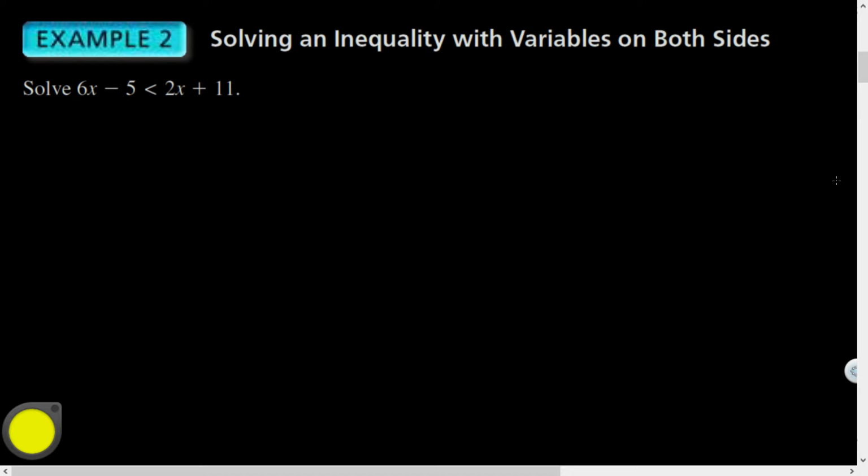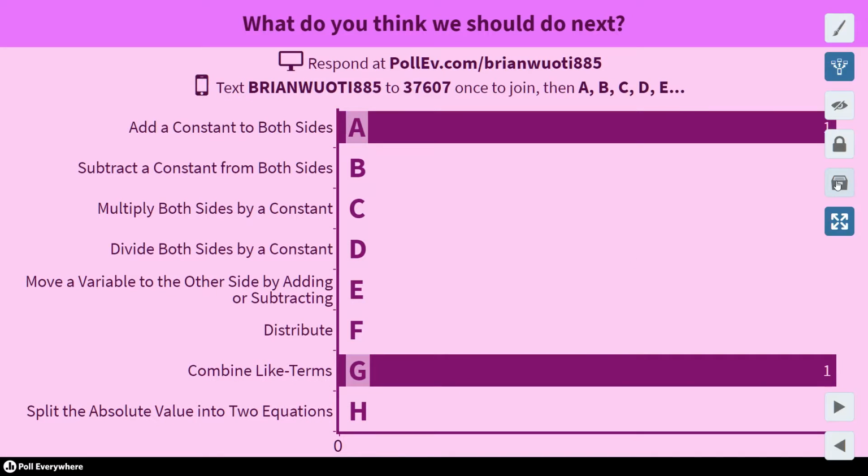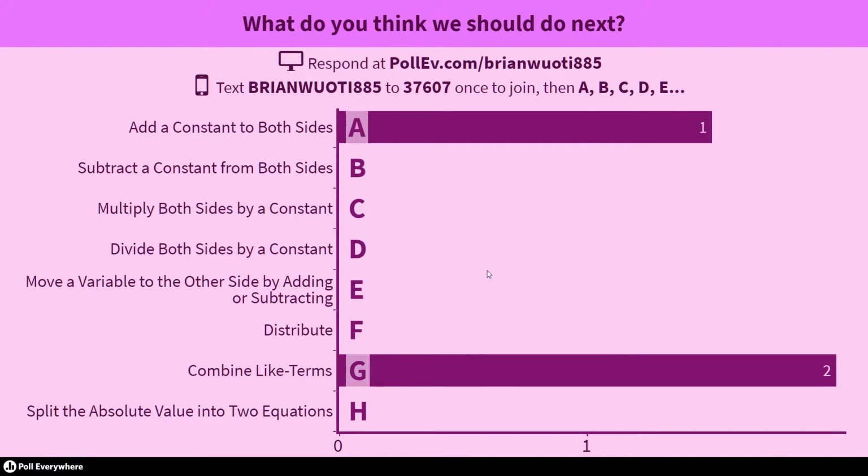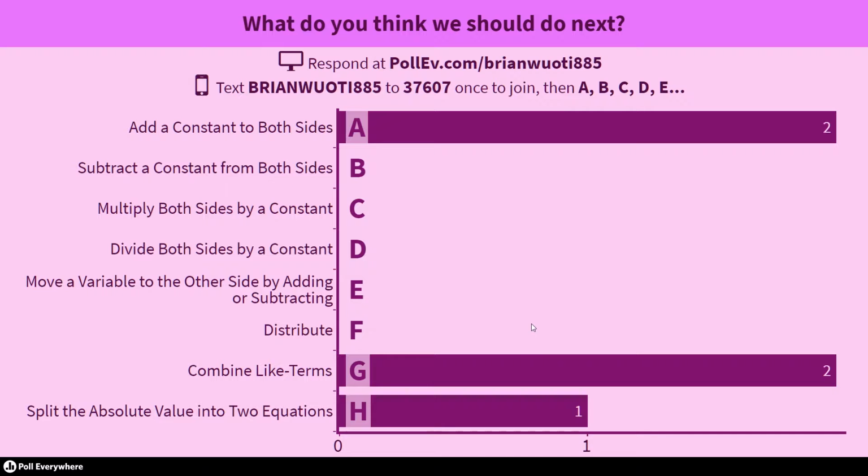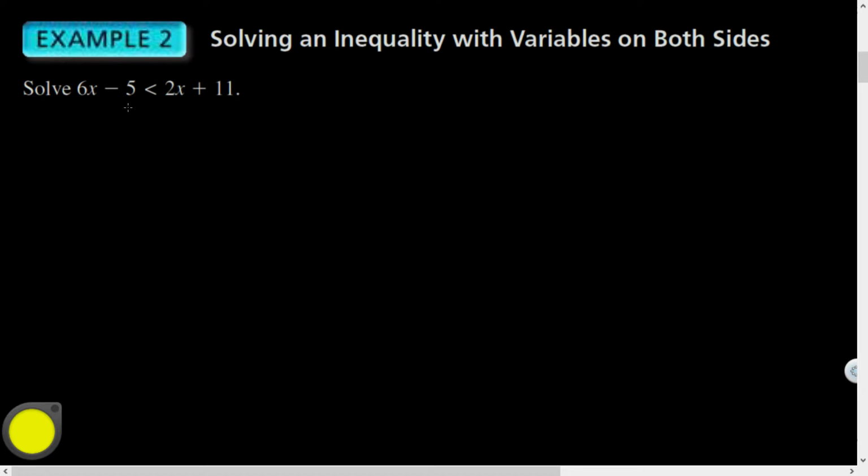All right, so let's see what the results are. Results are coming in. Let's see, add a constant or combine like terms, and it's a tie, 1-1, and a whole lot of no votes. Oh, combine like terms taken.